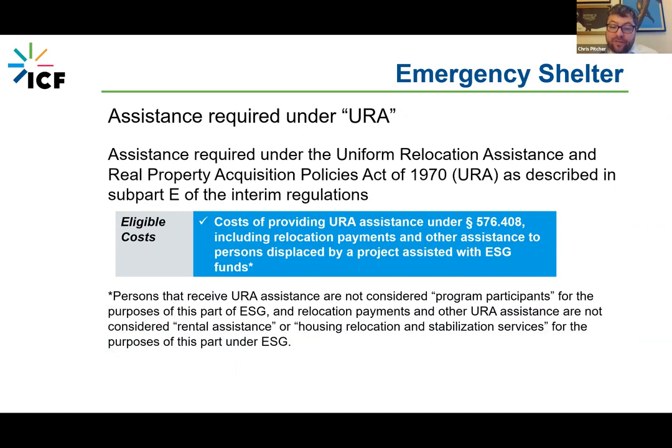In very rare circumstances, we may see the use of emergency shelter funds for the uniform relocation assistance. It is very rare. If we do use emergency shelter funds for this, we must follow the eligible costs outlined in the CFR noted here, 576.408, that tells us the rules around doing relocation payments and other assistance to persons displaced by a project assisted with ESG funds. Again, these happen very, very rarely.